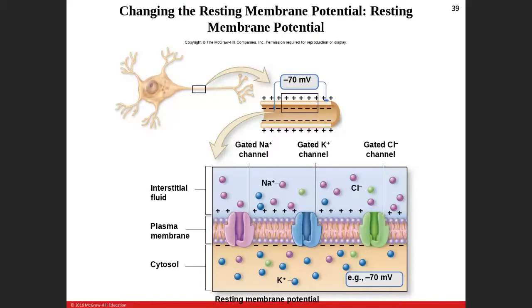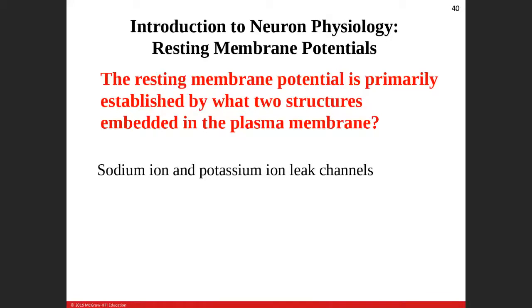Keep in mind, let's not forget about the other players here. In a resting neuron, at our resting membrane potential, which is that -70 millivolts, what are the other channels doing? Our voltage-gated sodium channel is closed. Our voltage-gated potassium channel is closed. And our chemically gated chloride channel is closed. So all those channels are closed. They're not doing anything. Now we're going to talk about what happens when they open up.